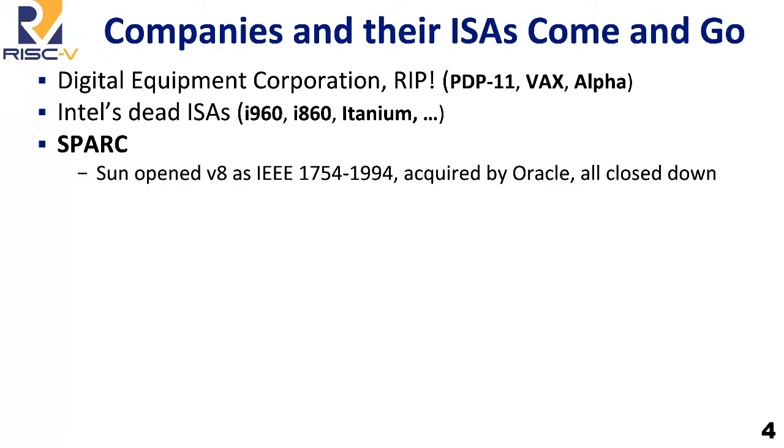SPARC was one of the early RISC instruction sets. It came out of the work in Berkeley in the mid-'80s. What's interesting with SPARC is Sun actually made this an open standard back in 1994. So this was a very early example of having an open instruction set. But then SPARC was acquired by Oracle, and Oracle then closed up the instruction set and then eventually killed all SPARC development. So SPARC is basically dead now. So that instruction set is gone.